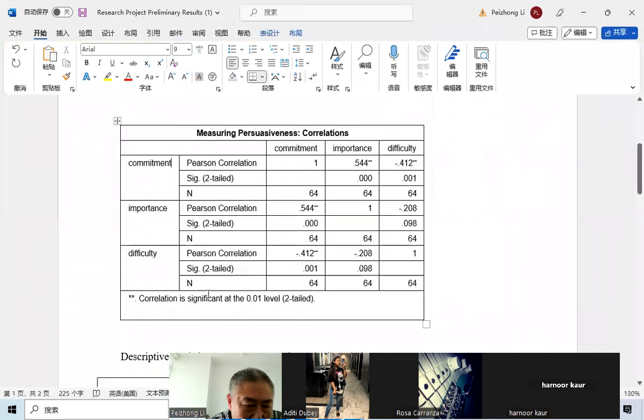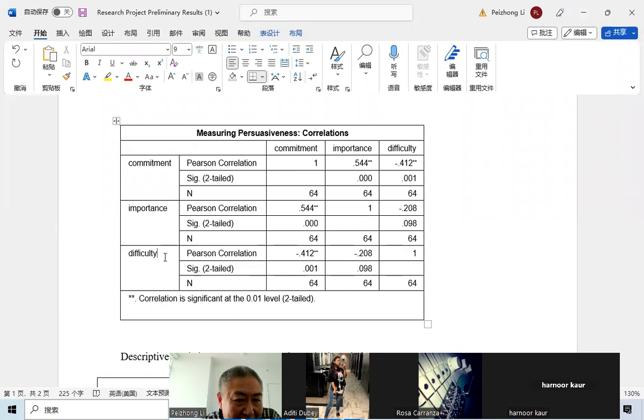Why do we care about correlations? Why do we need to look at the correlation of the 3 items? Anybody? Some ideas? We're trying to evaluate validity and reliability. So we're trying to say, we believe that these 3 items are all measuring persuasiveness.